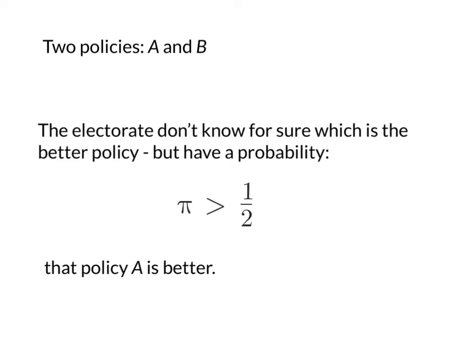Suppose that there are two policies. We've got a policy A and a policy B. One of these policies is better than the other. The trouble is that we're not sure up front which one is better. Now, the electorate don't know for sure which is the better policy, but they do have a probability, what's often called a prior or a prior belief about the policies. And that prior belief is given by this number pi, which is greater than a half, and that's the belief in the general population or the electorate that policy A is the better policy for the government to pursue.